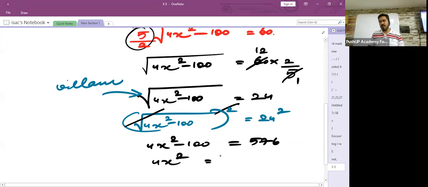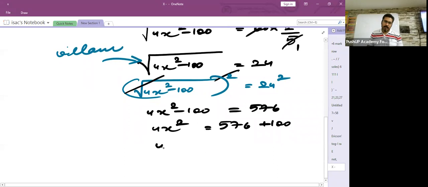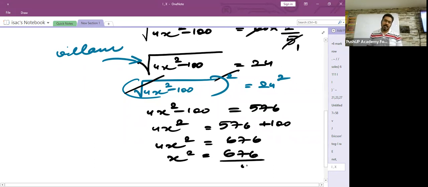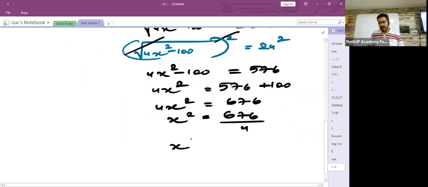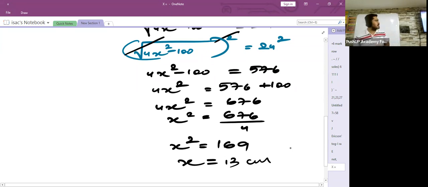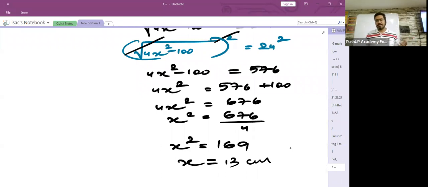Now 4x square is equal to 576, and minus 100 goes to the right, it becomes plus 100. Therefore, 4x square is equal to 676. Therefore, x square is equal to 676 divided by 4, which is 169. So if x square is 169, x will be how much? 13 centimeters. Right? X is equal to 13 centimeters. Over, children. That's it.